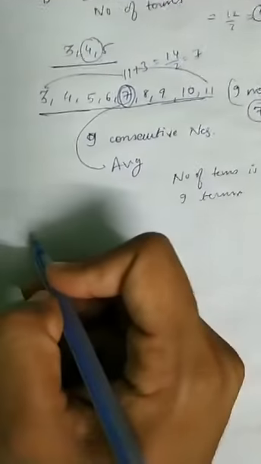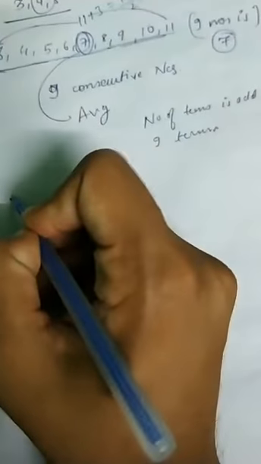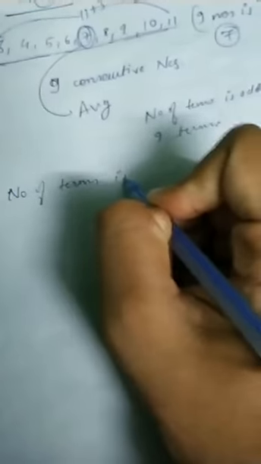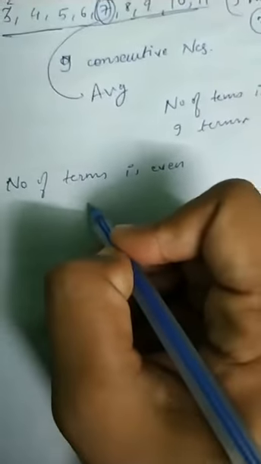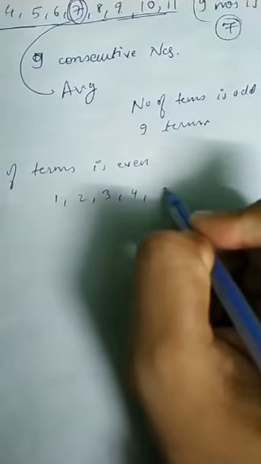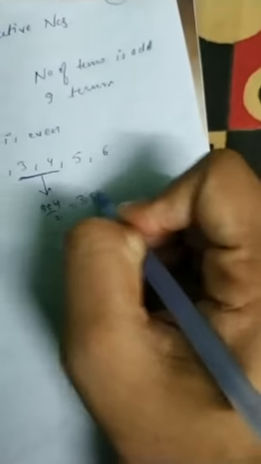Now let's move on to when the number of terms is even. So when we have even terms 1, 2, 3, 4, 5, 6, the average will be the middle of the middle two terms. So here between 3 and 4 the average will be 3 plus 4 by 2, or we can directly say it is 3.5.